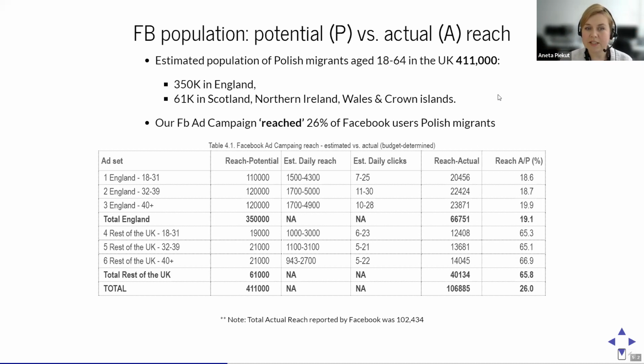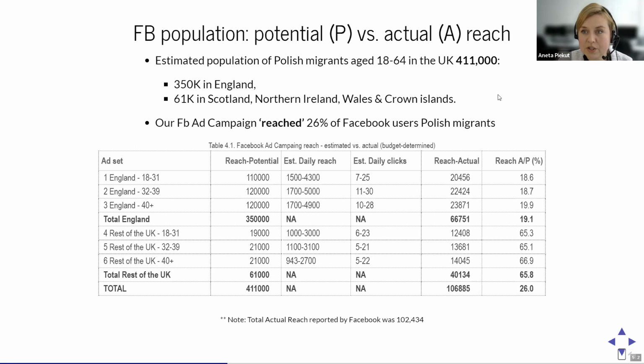Most of these people were obviously in England, 350,000, and then a smaller population in the rest of the UK. So in the rest of the UK, we managed with the budget we had to reach more people. So in this table, in the first column, you can see this population estimated by Facebook. And then the column titled Reach Actual shows, with the budget we had, how many people our campaign reached within each ad set.